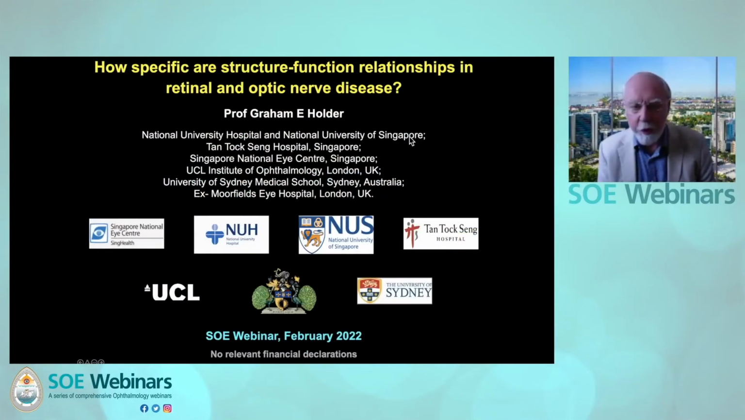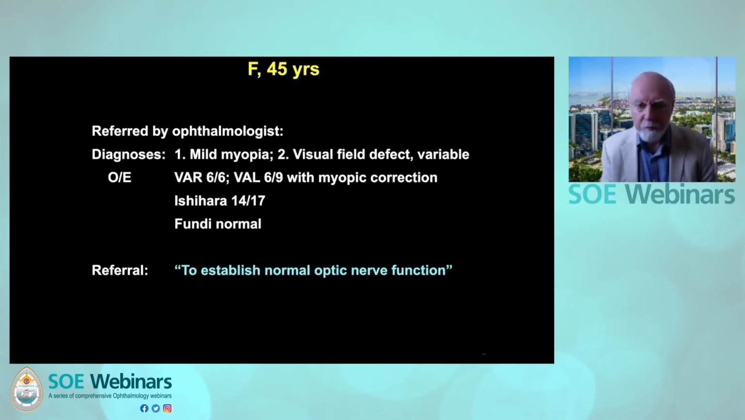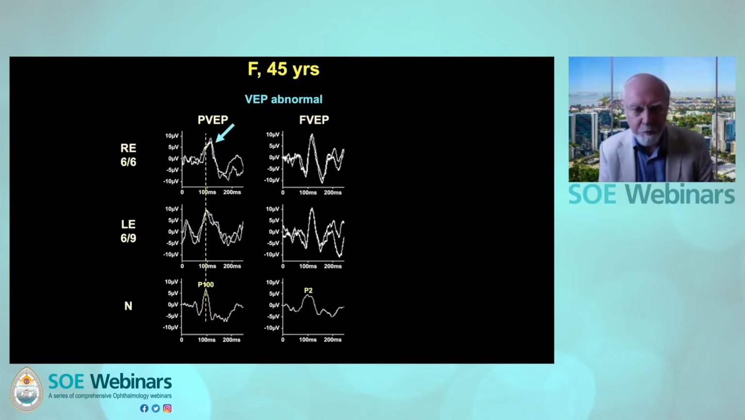We now look at structure-function relationships. We'll start with the patient who was referred by an ophthalmologist to establish normal optic nerve function. The patient was mildly myopic, variable fields, touch of colour vision disturbance, but it was really to reassure. Yet when we performed the electrophysiology, the VEP is delayed. The VEP, as we know, is a non-specific response, so we have to do a PATTERN ERG to localise the dysfunction.